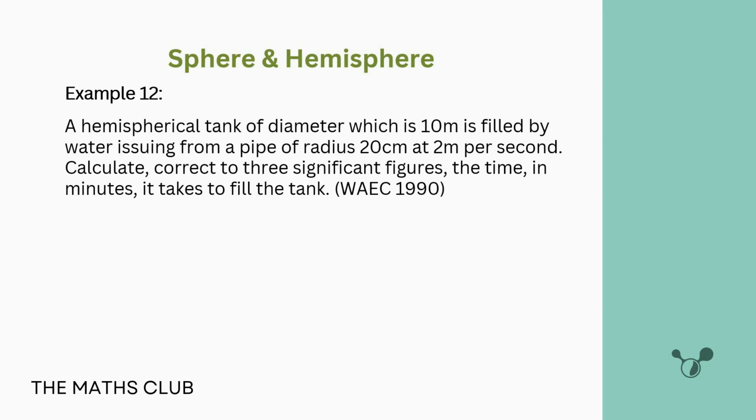A hemispherical tank of diameter 10 meters is filled by water issuing from a pipe of radius 20 centimeters at 2 meters per second. Calculate, correct to 3 significant figures, the time in minutes it takes to fill the tank. This was a question solved by our grandfathers, WAEC 1990.